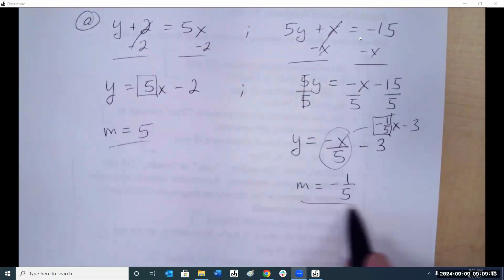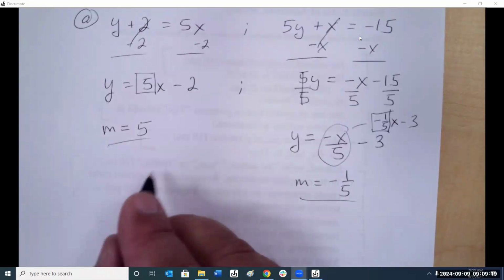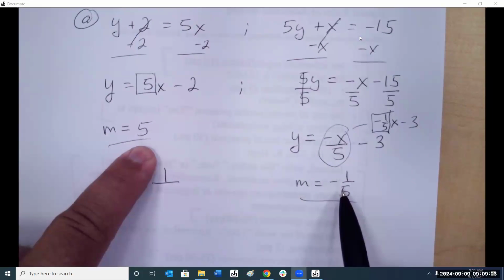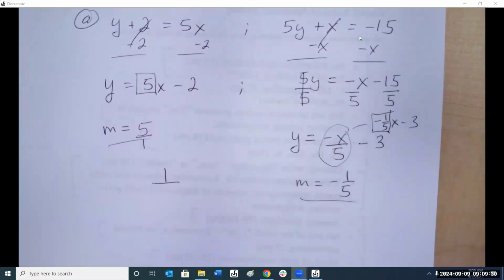So here are the two slopes. How are they related? Perpendicular. Because first off, they have opposite signs. And then this one is 5/1, this one's 1/5, so they're perpendicular.